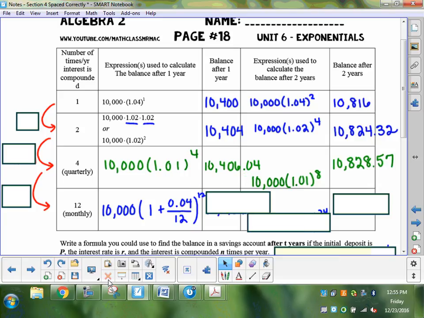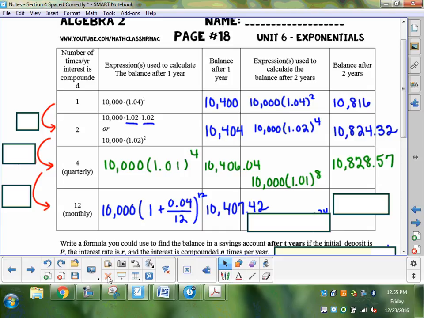I don't need you to simplify. You can type it in exactly as it looks. The calculator is a very smart piece of equipment. What's this going to end up being? Jessica, what'd you get? There you go. So that's if I'm earning monthly interest, which would be 12 times a year for 1 year.